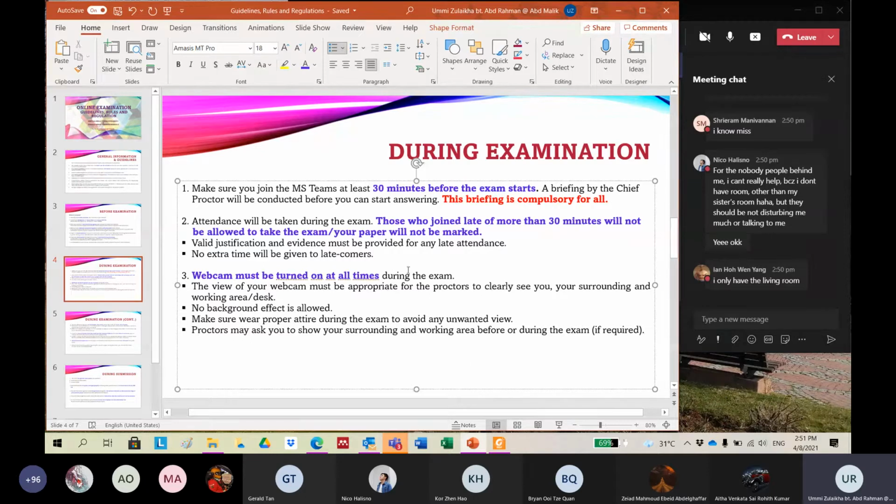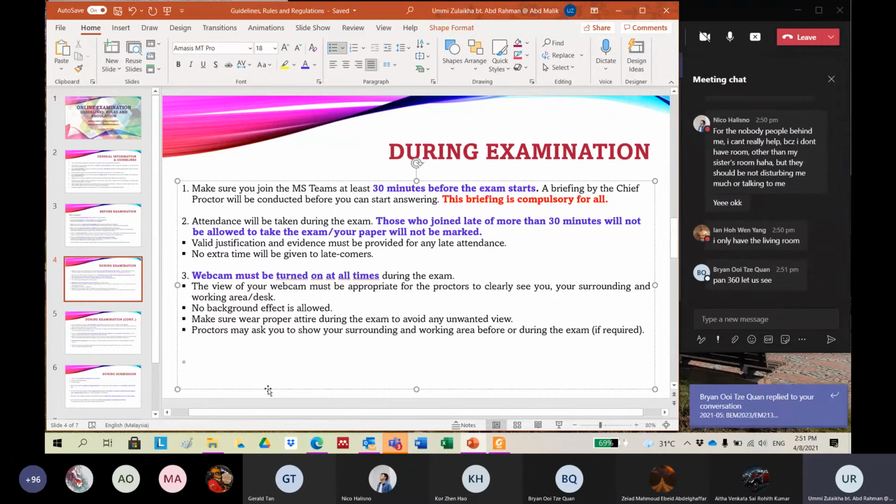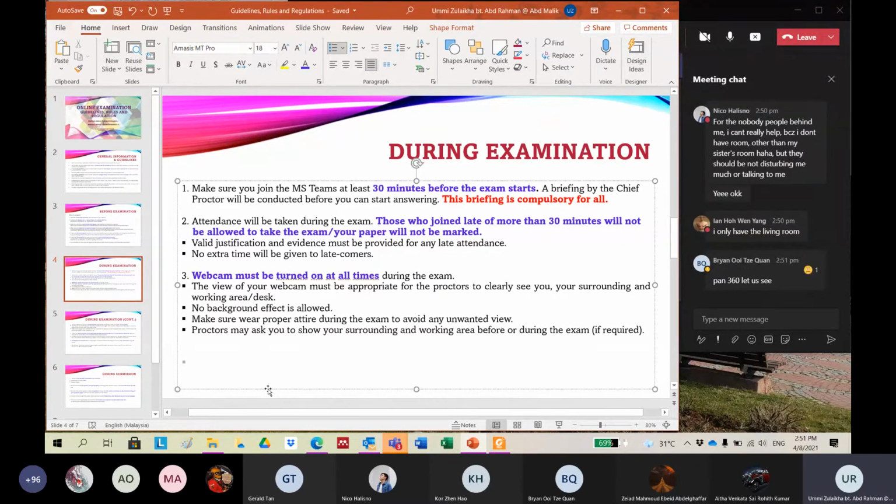Okay, webcam. This webcam, I know it's a big issue for you guys, okay? For me, webcam must be turned on at all times during the exam. First thing, the view of your webcam must be appropriate for the proctors to clearly see you, your surrounding and working area.